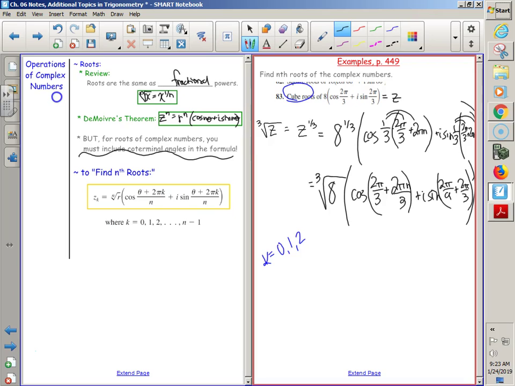And so when I keep on going, the cubed root of 8 is 2. And I'm going to go ahead and get cosine of, what if I plug in k is 0? Well, if k is 0, then I just have 2 pi over 9. No big deal. Comma. 2 times. Now it's time for k to be 1. If k is 1, 2 pi over 9 plus 2 pi over 3, which will be 8 pi over 9.